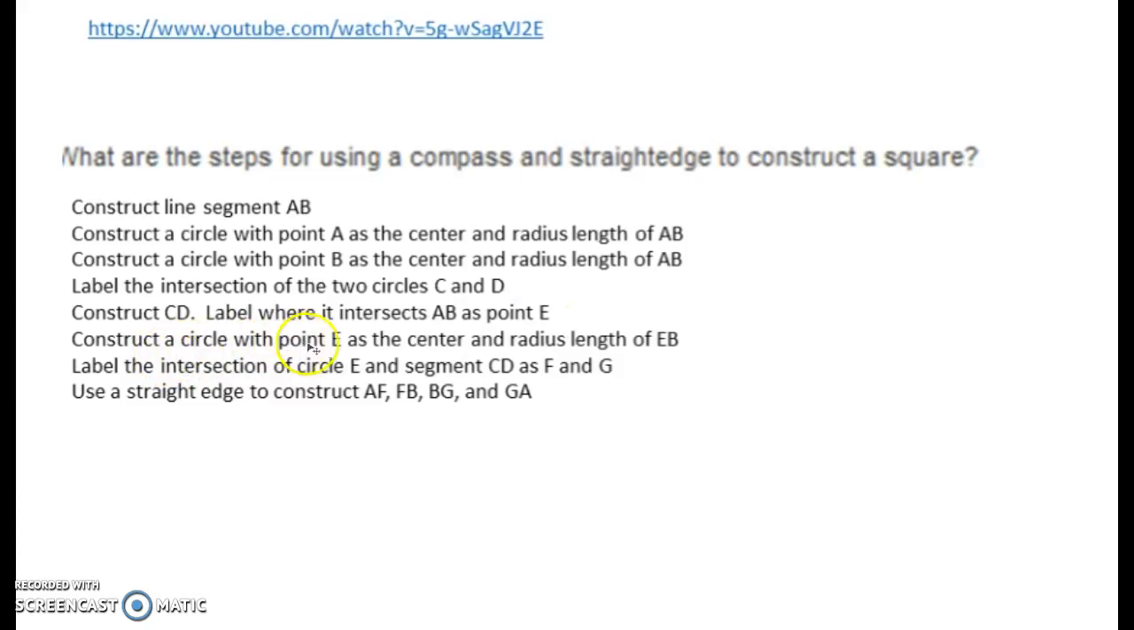Then you're going to construct a circle with point E as the center and a radius of EB. Label the intersection of circle E and segment CD as F and G, and then use a straight edge to connect all four sides of the square.